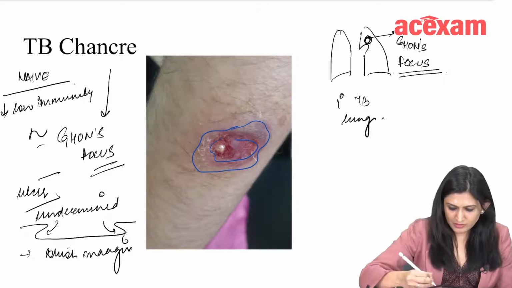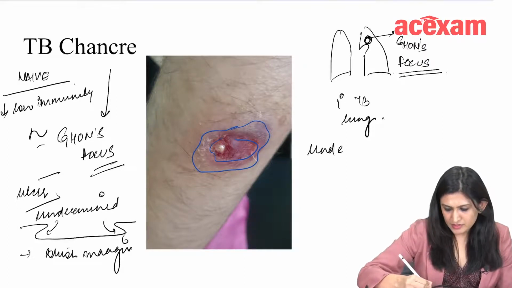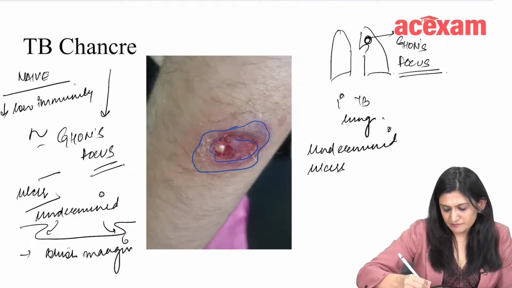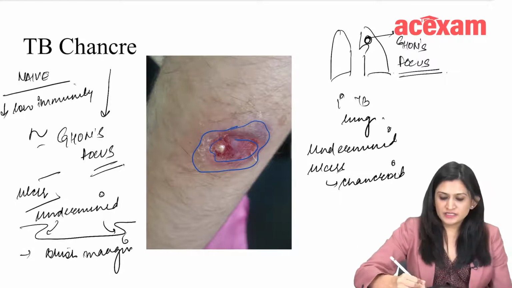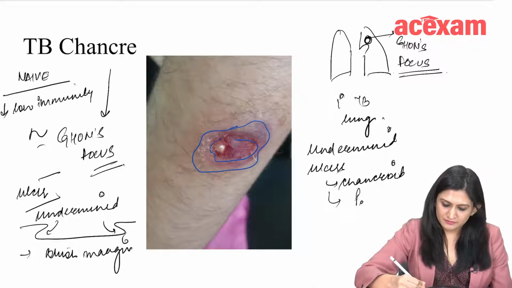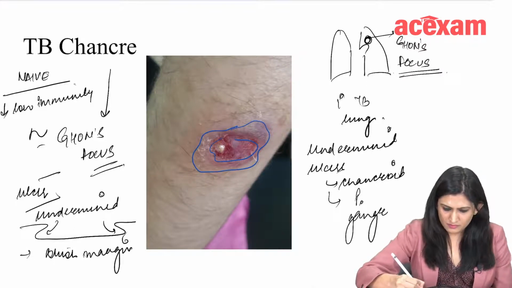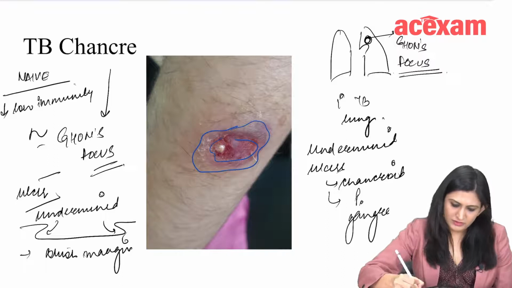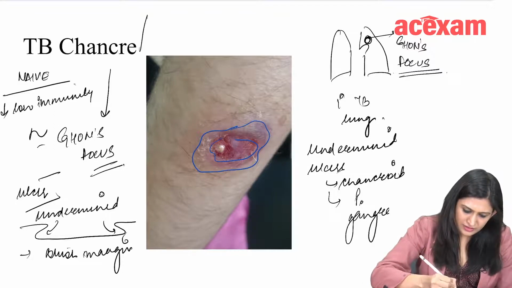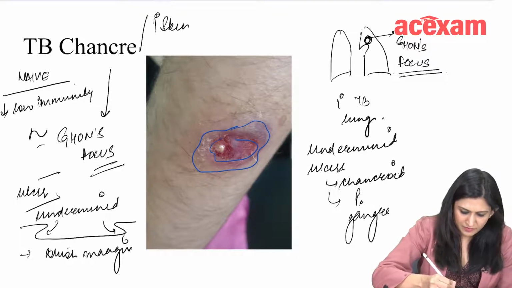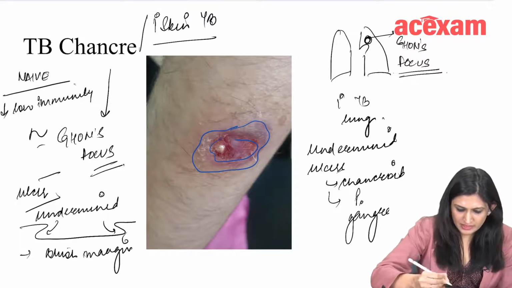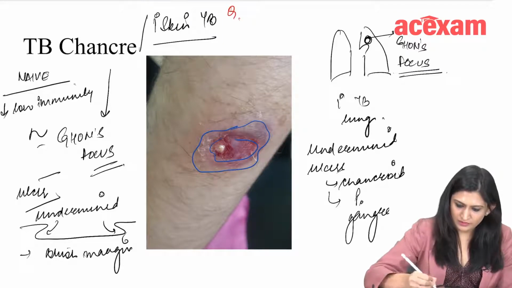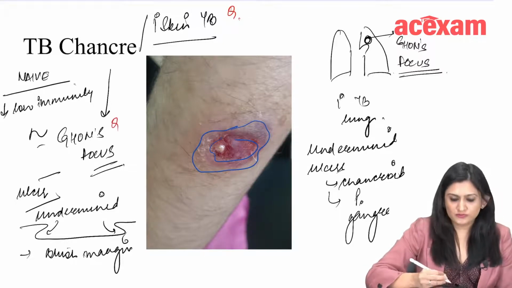Now, what are the other causes of undermined ulcer that you see in dermatology? Undermined ulcers can be seen in chancroid. It can also be seen in pyoderma gangrenosum. TB chancre is also known as primary skin TB, because it is the first site of infection in the skin in a naive host. And it is analogous to Ghon focus.